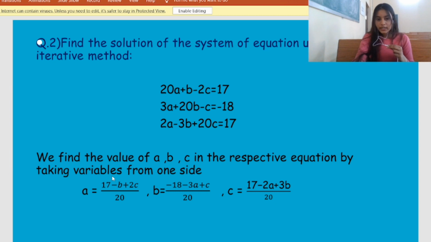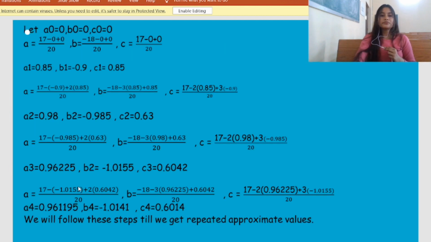When we solve, we will put these equations in this way so that we can find the values of a, b and c. We find the value of a, b, c in the respective equation by taking variables from one side. A equals 17 minus b plus 2c whole upon 20. B equals minus 18 minus 3a plus c whole upon 20. C equals 17 minus 2a plus 3b whole upon 20.